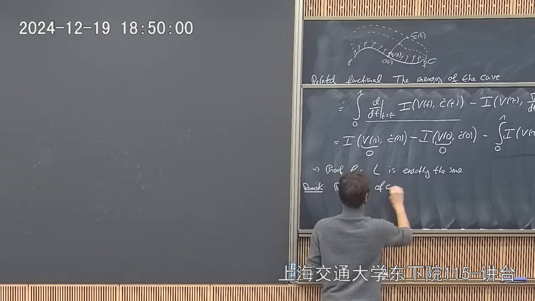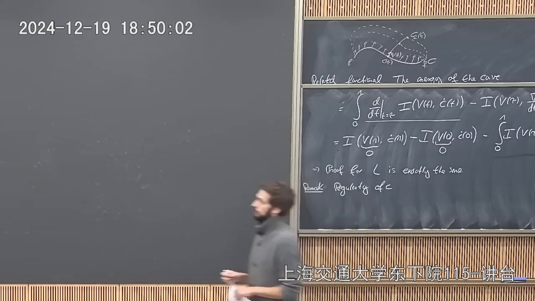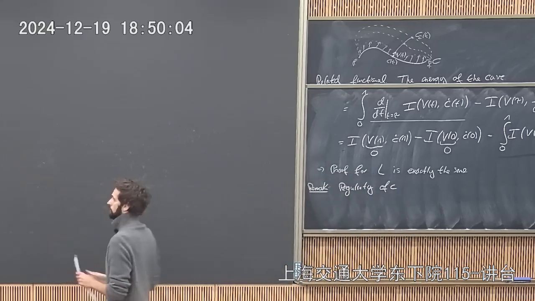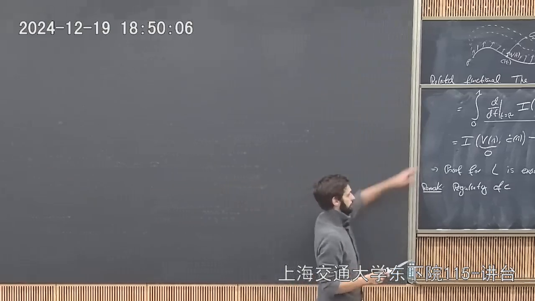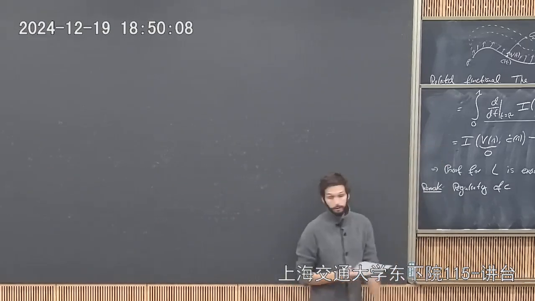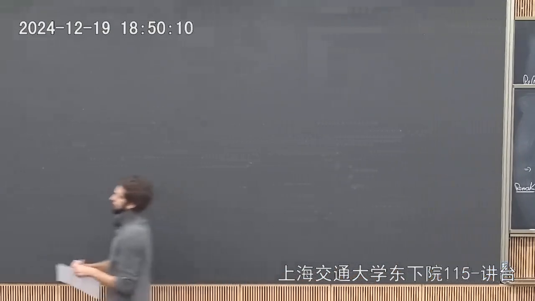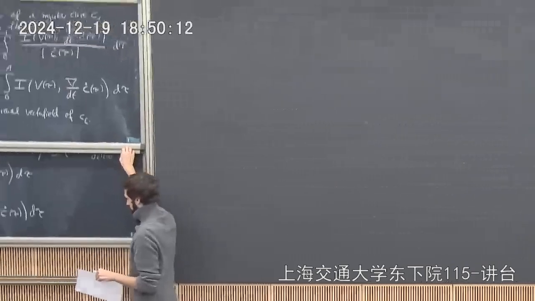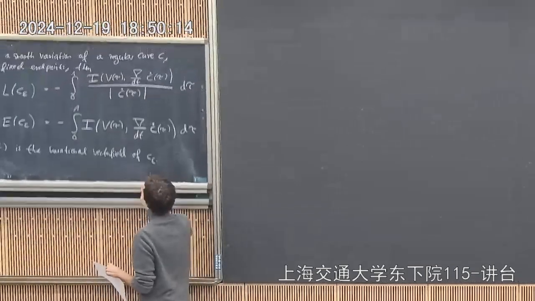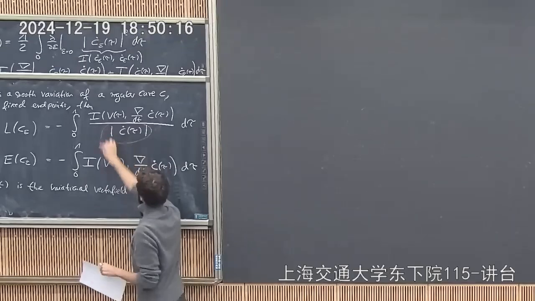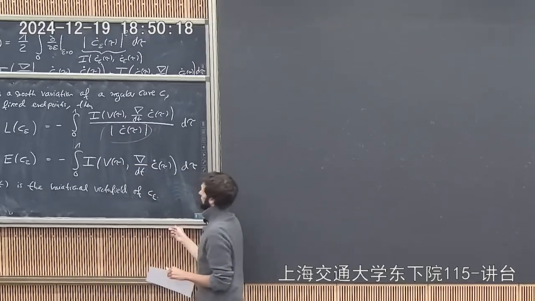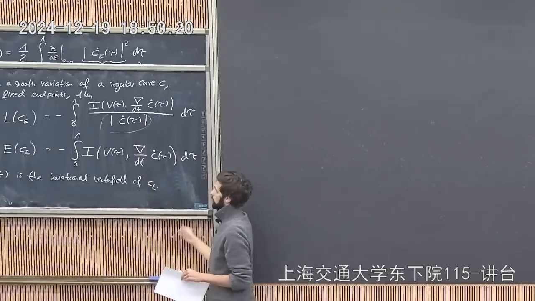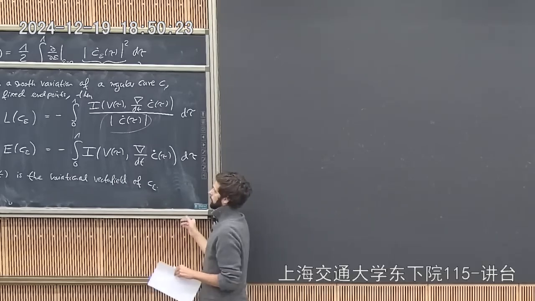C, we assume that C is a regular curve. It's actually not needed in this proof. It's only needed for the length, because here we divide by C dot of tau. So if C is not a regular curve, then that might explode.